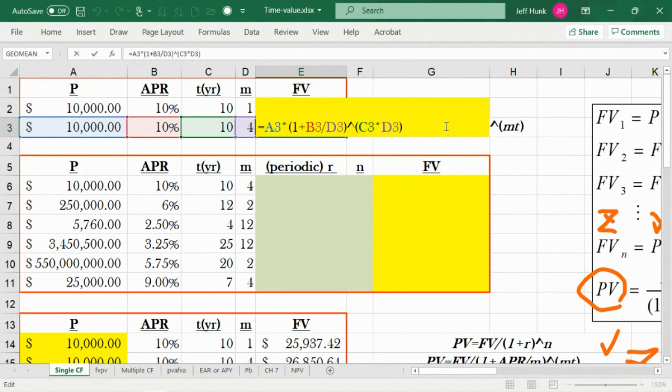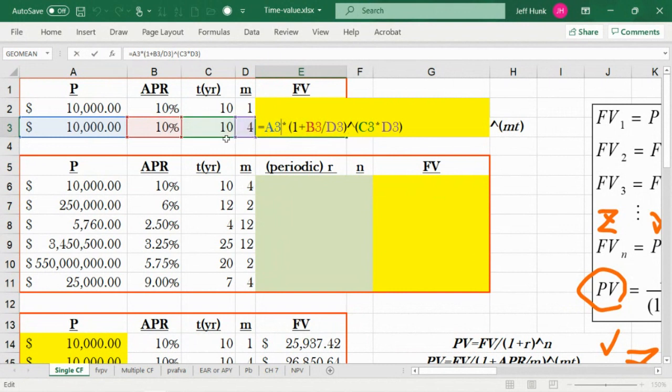You must always search for the structure under it. So the formula has been copied and it automatically adjusts to the new data set. So here, A3 is still the same principle. 10%, B3 is still 10%, but B3 divided by D3 will automatically make it 2.5%, right?